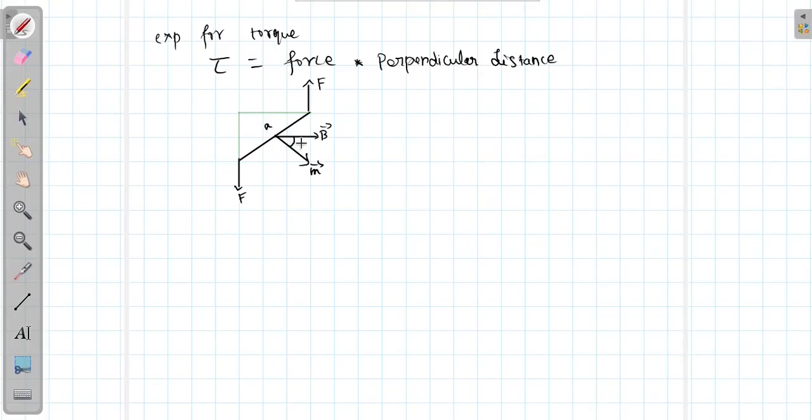This is the perpendicular distance. This one is angle theta, and here also it is angle theta. So we need to go for the sine value. This perpendicular distance is A sine theta.